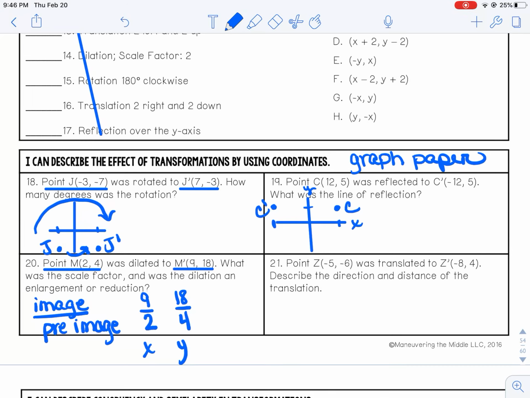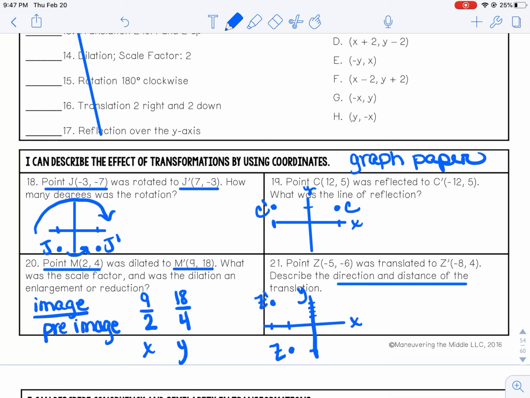Okay. Point Z was translated to Z prime. We have to describe the direction and the distance of the translation. So again, sketch it out. Doesn't matter if you're doing it this way. It doesn't have to be perfect. -5, -6. So -5 would be here, -6 down here somewhere. So there's Z. Z prime would be -8, so -8 would be even further, +4. So we'll say -8, 1, 2, 3, 4. +4 would be Z prime.